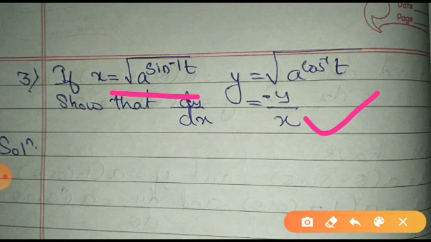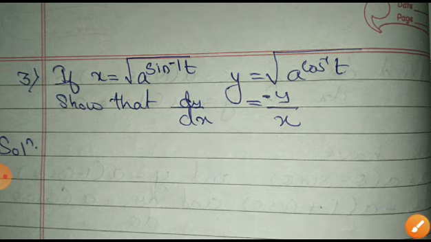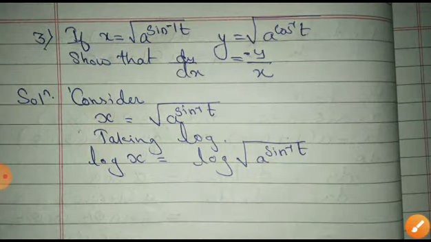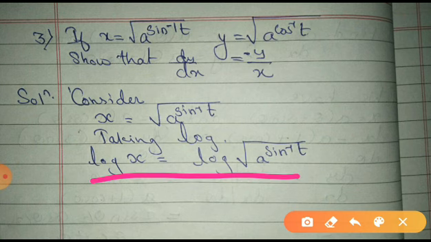Now you can either take it by the usual derivative, or it will be easier if I take log on both the sides. So consider my x as root of a raised to sin inverse t. Now take log on both the sides, and hence log of x equals log of root of a raised to sin inverse t. We have to find dx by dt, so take the derivative with respect to t. The derivative of log x will be 1 by x, and since it is with respect to t, it is multiplied with dx by dt.